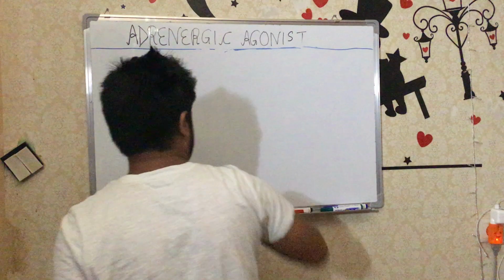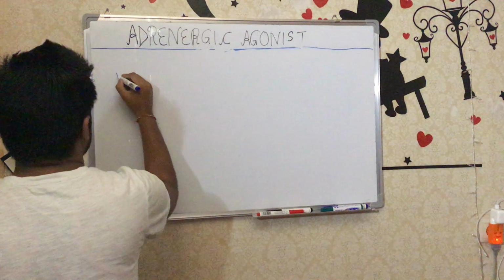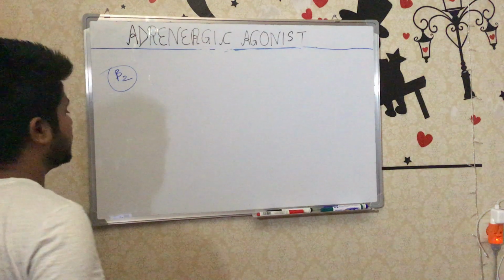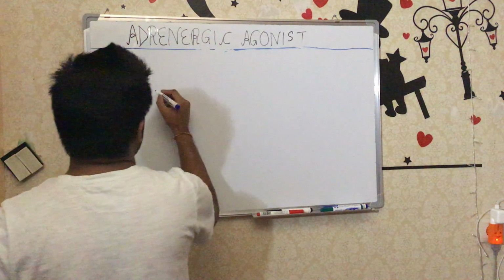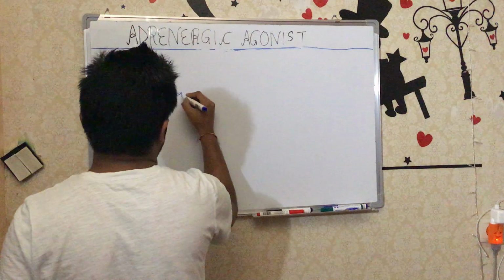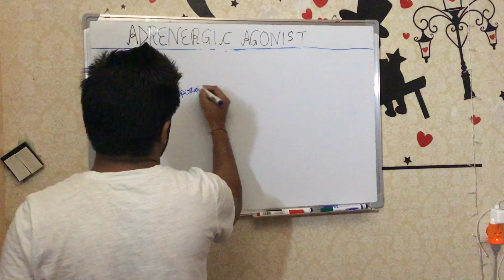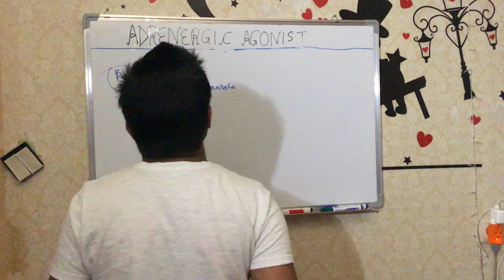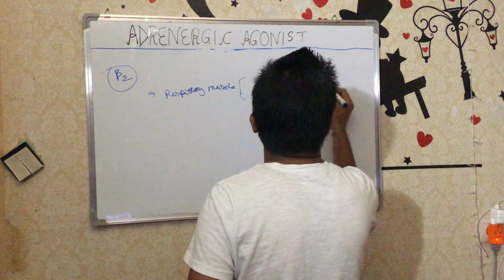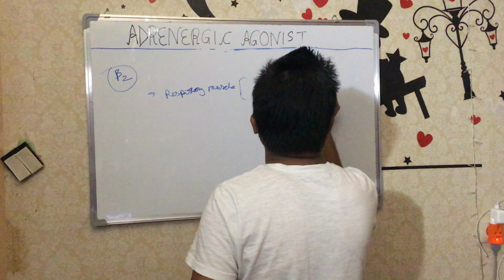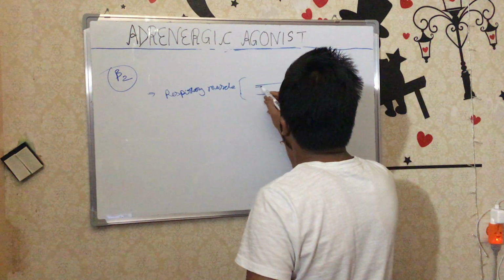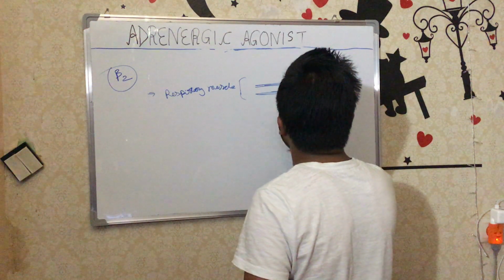Now we discuss beta 2. Localization of beta 2. First, beta 2 is an inhibiting receptor. Beta 2 is widely found in respiratory muscles. For example, any patient with bronchial asthma. This is our bronchial tube. During asthma, the area of the bronchial tube is too narrow, and patients can't breathe properly.